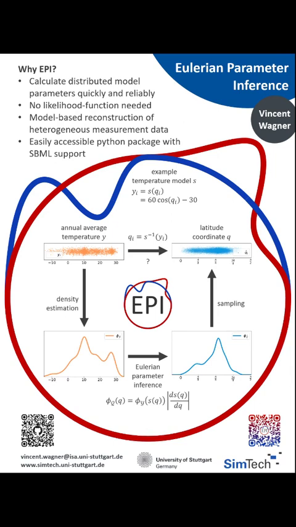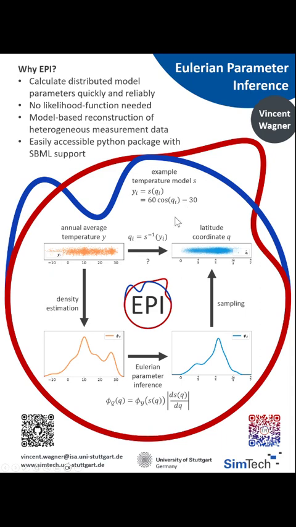And for this example, we start at our data set, which is depicted here on the top left. What you see here are annual average temperatures, yi, of many cities around the globe. And we would like now to explain these data points using a simulation model.